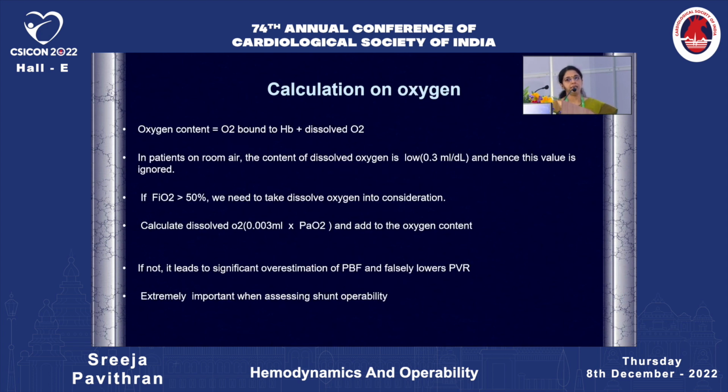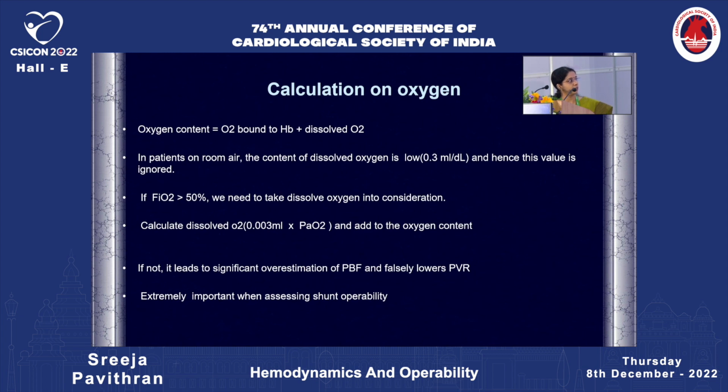Now, there is an error which can happen when you are giving the patient 100% oxygen for assessing reversibility. Normally in room air, there is something called dissolved oxygen that is involved in the total oxygen content. That is oxygen bound to hemoglobin plus dissolved oxygen. On room air, this dissolved oxygen is very minimal, so we are not calculating it. But if the patient is breathing anything more than 50% FiO2, then we need to take the dissolved oxygen into consideration. That means it has to be added to the oxygen content.